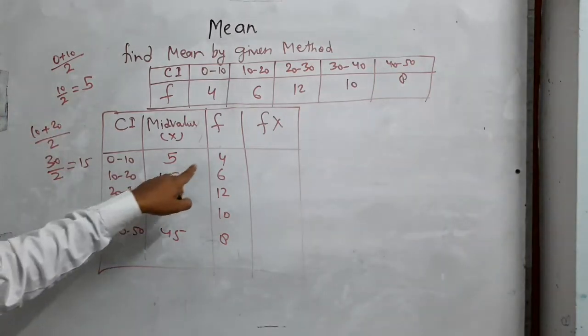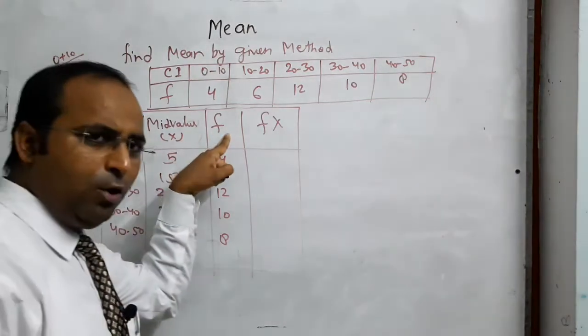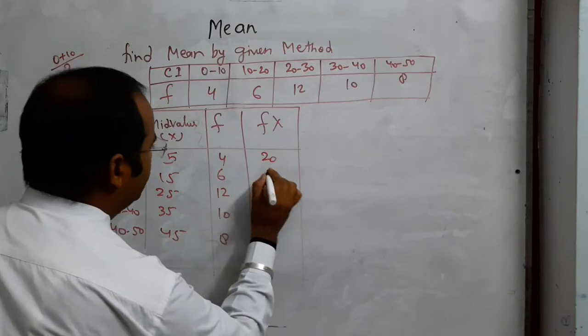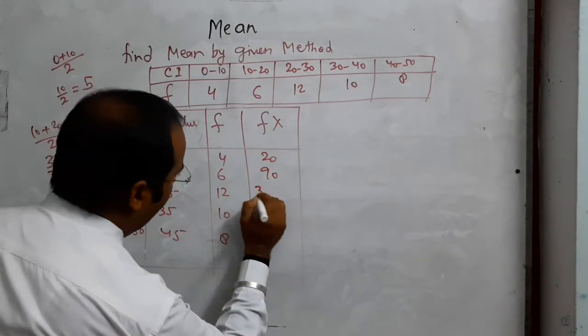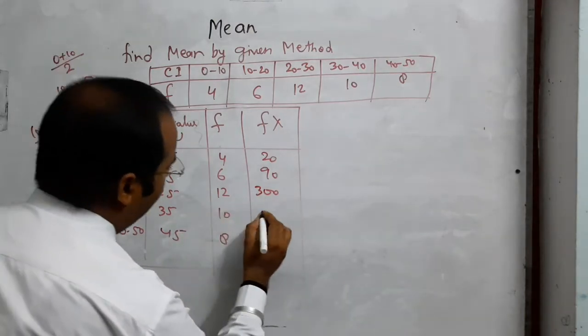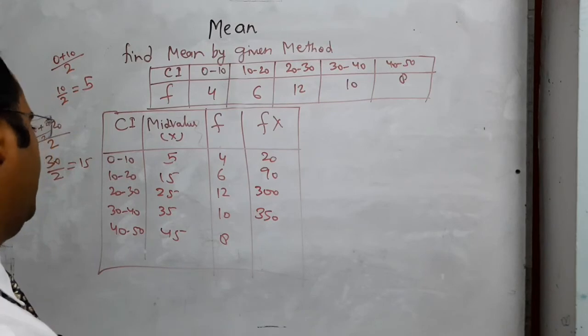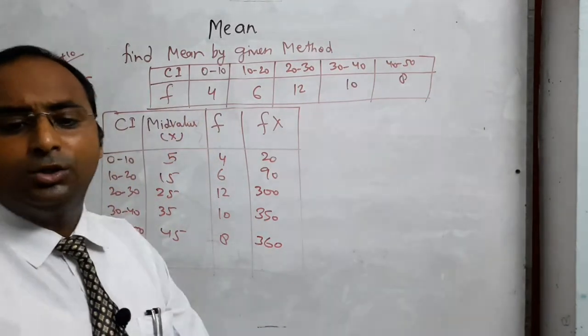Now you multiply f into x according to the formula. 5 times 4 is 20, 15 times 6 is 90, 12 and 25 we multiply, you get 300. 35 times 10 is 350, and 45 times 8 is 360.